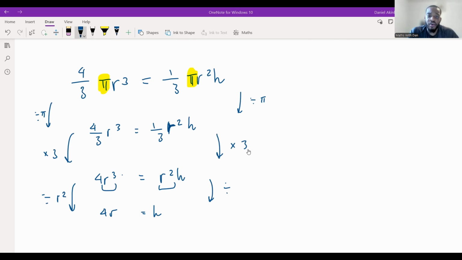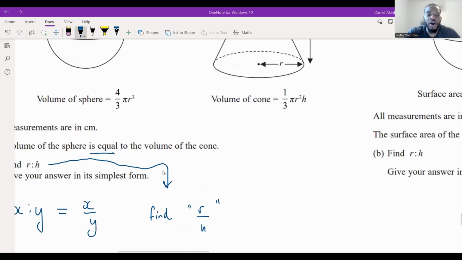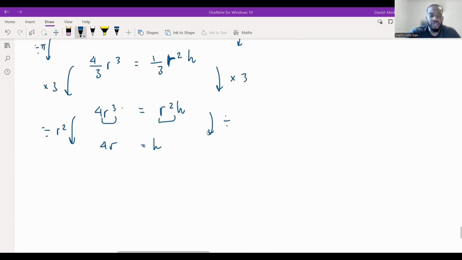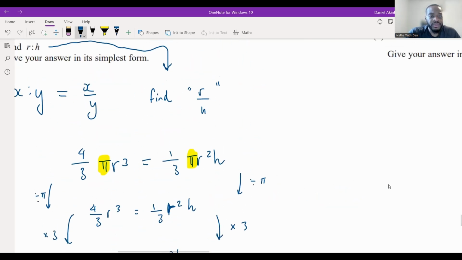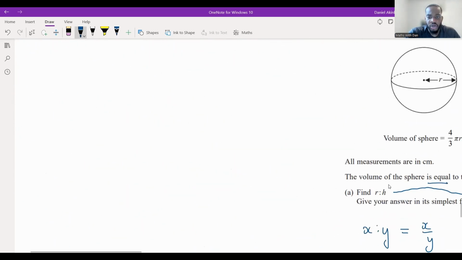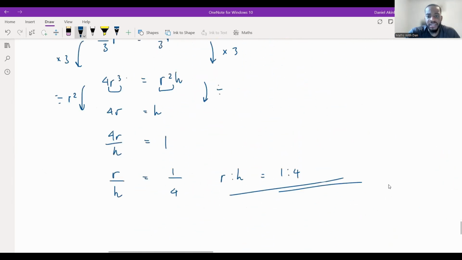Now remember what we're trying to figure out. We're trying to figure out r to h, which means I need r divided by h. So I'm going to divide by h. I'm going to have 4r over h is equal to 1. And then divide by 4, I get r over h is equal to 1 divided by 4. So that tells me that if r divided by h is 1 to 4, then r to h is just 1 to 4. And that is our answer. Well done to Chris Schaff for getting this correct. Does that make sense, guys? Are we happy with this?